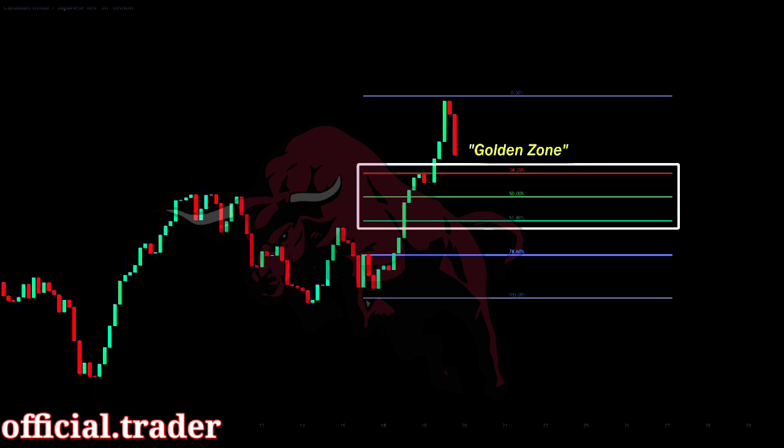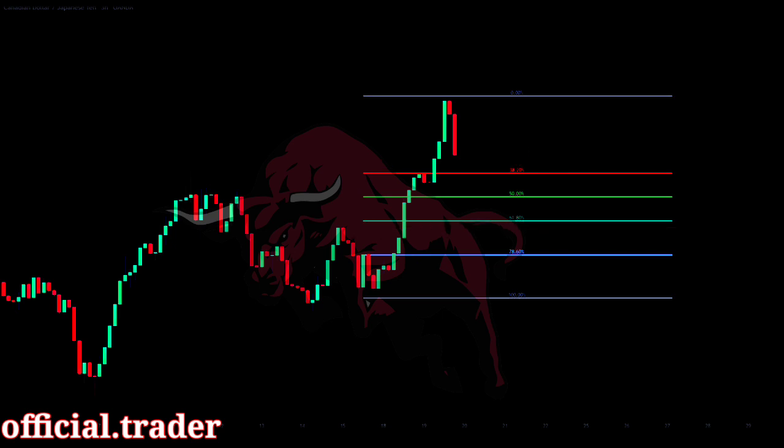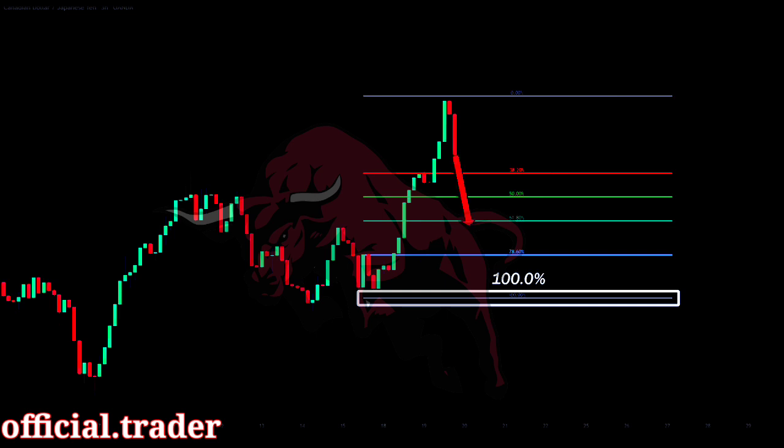However, that doesn't guarantee that the price will reverse at these levels. It can always break right through and go towards the deeper levels like the 78.6% and the 100%. Now, the 100% level is the maximum level where the price can still be considered as a pullback. Let me explain. So if the price moved downwards but remains above the 100% level, it indicates that this downwards movement is still considered as a pullback, meaning there's a chance that the price can still go back upwards.